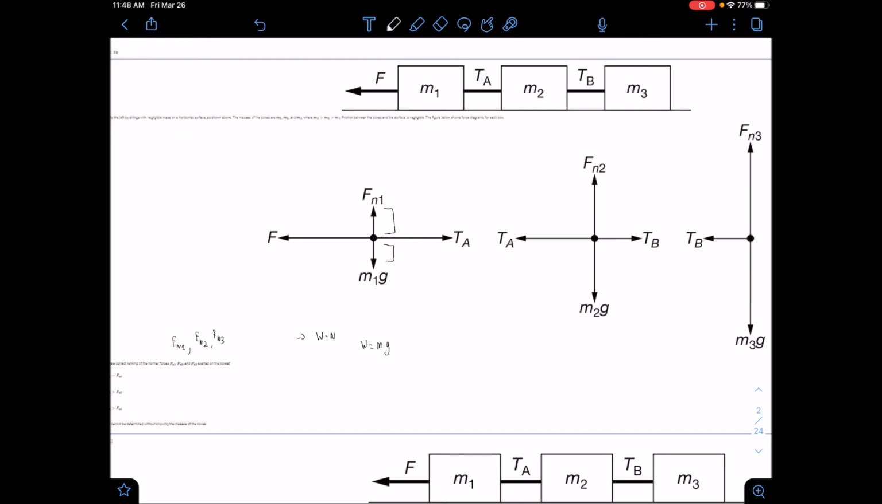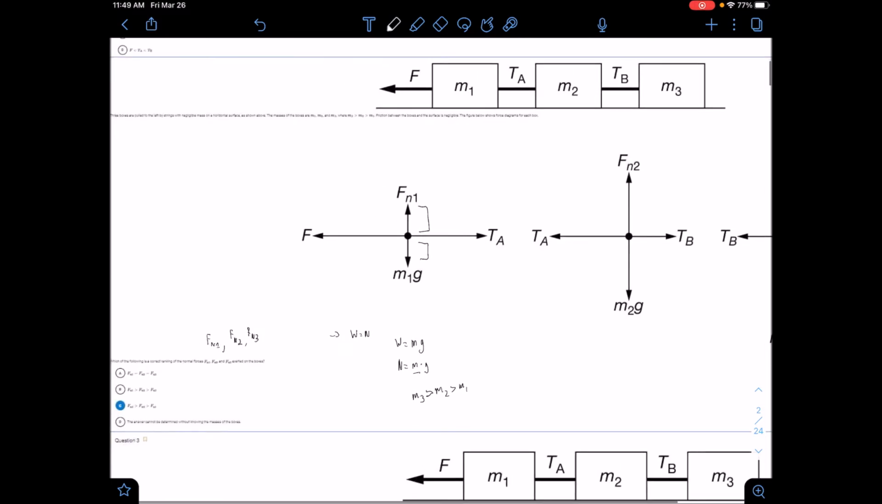And so what we can do is, since g is constant, and we know weight is equal to the normal force, that means M has to be the only factor that affects it. So if M3 is greater, that means the normal force of mass 3 will be greater. And so basically in this order, we could just write it as F normal 3, F normal 2, F normal 1. And so our answer will be C.